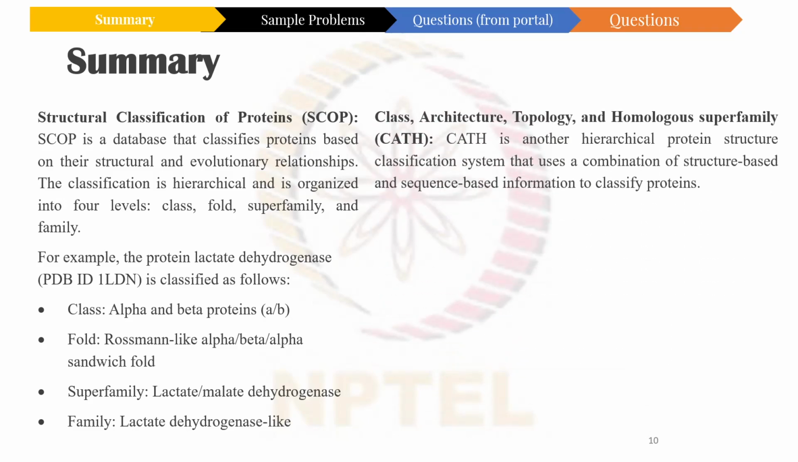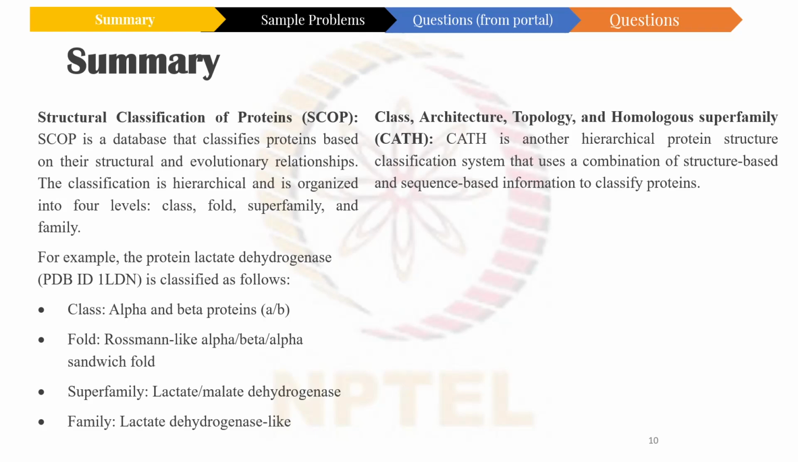CATH stands for class, architecture, topology, and homologous superfamily, which is another hierarchical protein structure classification system that uses a combination of structure-based and sequence-based information to classify proteins. Similarly, this also gives information about class. That means here the proteins are initially classified into one of four broad classes. Next is architecture. Within each class, proteins are further classified into architectures based on overall shape and topology.